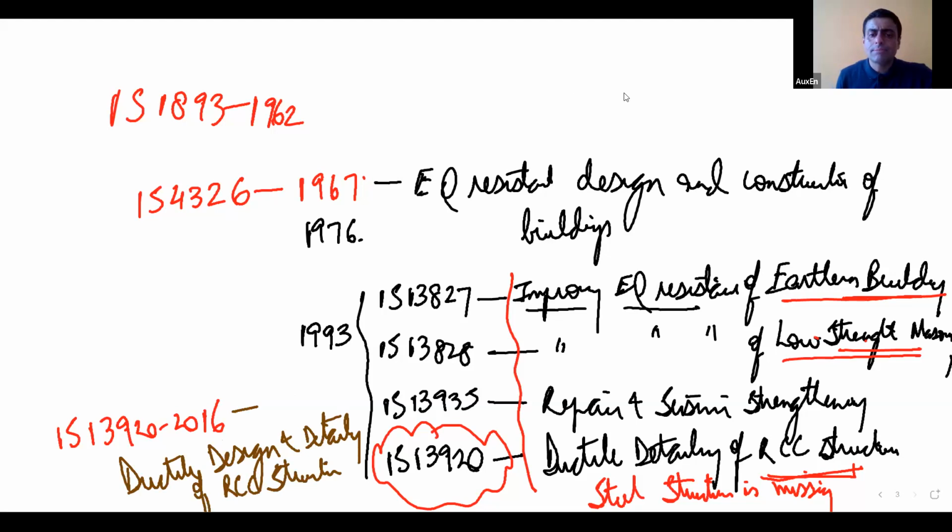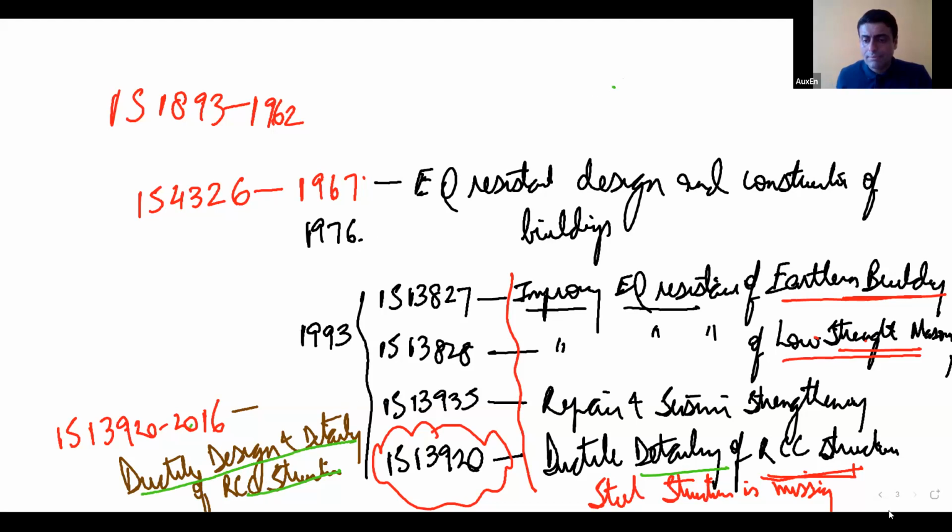It only had some detailing principles. You put your bar over here. You don't put a reinforcement over there. You put more stirrups over here. Those kinds of detailing principles were given in the 13920 of 1993. But in this year 2016, there were wholesome changes made and design and detailing principles were also adopted. Do you understand? But you will again notice that this is only for RCC structures.